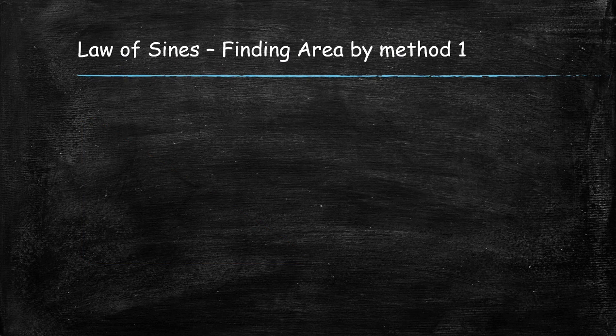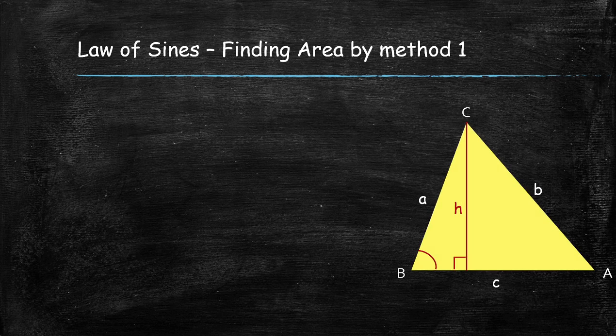Now the law of sines, finding the area by method 1. First we will take a triangle and then I will show you the law of sines. So this is the triangle ABC. As you can see, angle A is opposite to side A, side B is opposite to angle B, and side C is opposite to angle C. There is a perpendicular height drawn from vertex C to side BA, and angle B is marked.